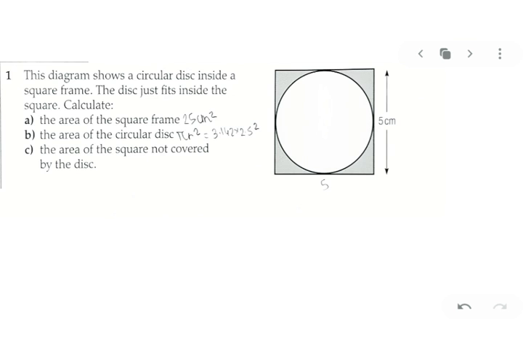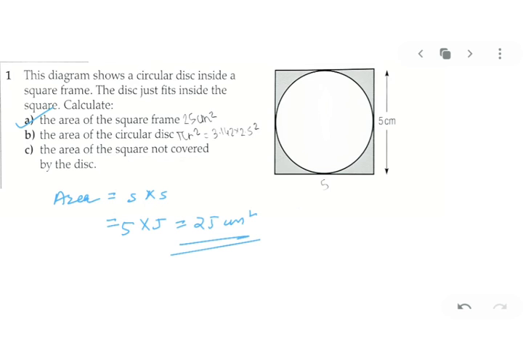Next, my dear kids, we have the diagram shows a circular disc inside a square frame. The disc just fits inside the square. Calculate the area of the square frame. You have to calculate the area of the square frame. Now area of square is what, my dear kids? Area of square is side into side, that is side square. So that will be 5 into 5, that will make 25 centimeter square. So you got your first part, area of square.